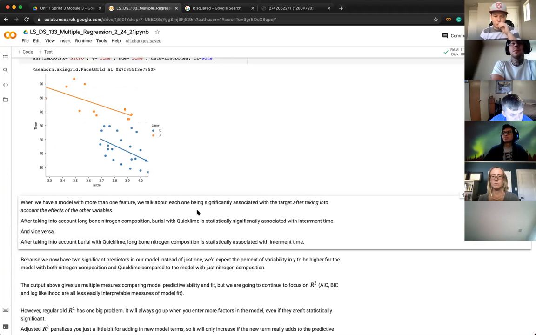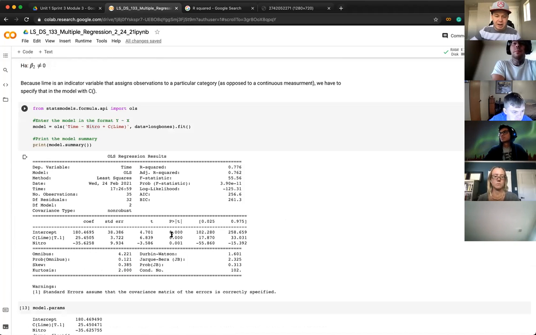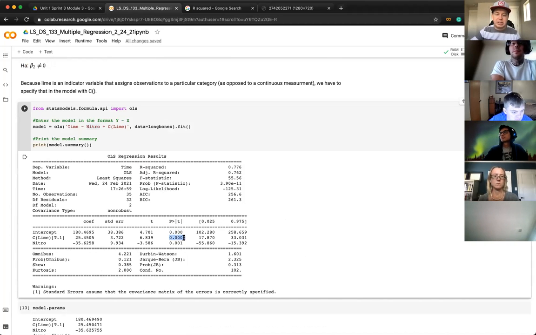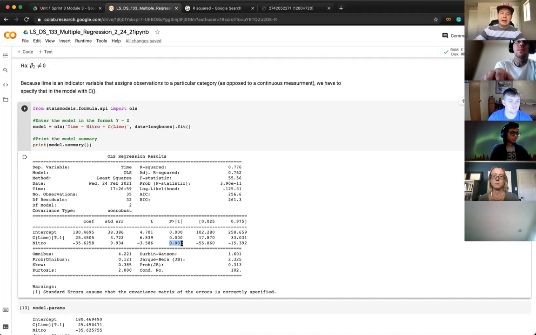So when we have a model with more than one feature, we talk about each one being significantly associated with the target after taking into account the effects of the other variables. With our p-values here that were both significant, we would say that now that we've included multiple x variables, lime is significant after taking into account nitrogen content, or controlling for nitrogen content. Or we could say it the other way as well, that nitrogen content is significant after controlling for the use of quicklime in the skeletons.